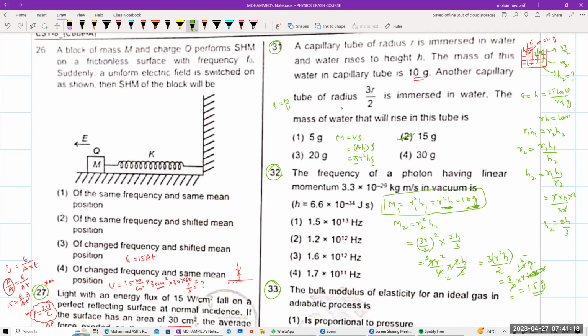Okay, sir. Isn't it? So that is why I directly put the value of r square into h as 10g. So substitute to get the value of 15g.